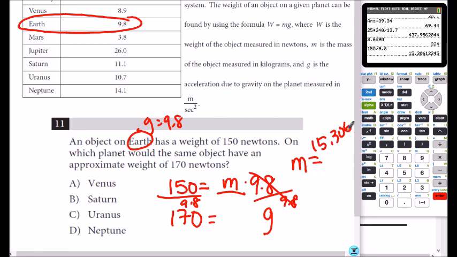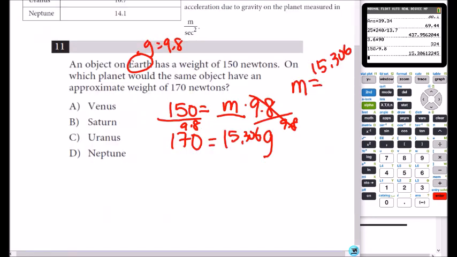15.306. So the question is, what gravity will multiply to 15.306 and give you 170? So now you divide that from 170. Divide that from 170. So you're dividing by 15.306.